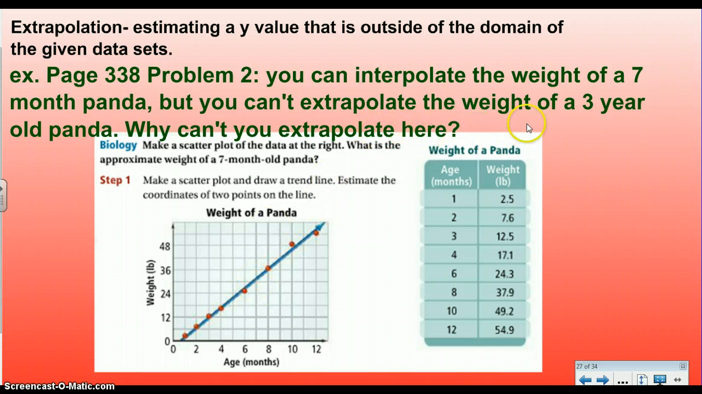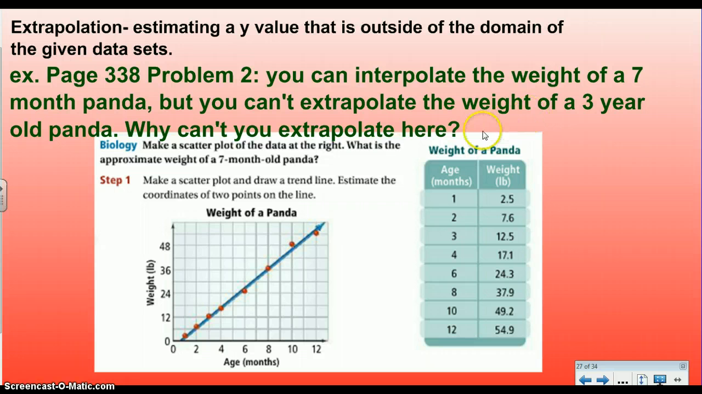But you can't extrapolate the weight of a 3-year-old panda. Why can't you extrapolate here? Well, think about when you're a baby. You're growing rapidly. You're growing faster. Your weight is increasing rapidly over time. But by the time you hit, let's say, 3 years old, 5 years old, for us it's more like by the time we're in high school, we kind of stop growing.